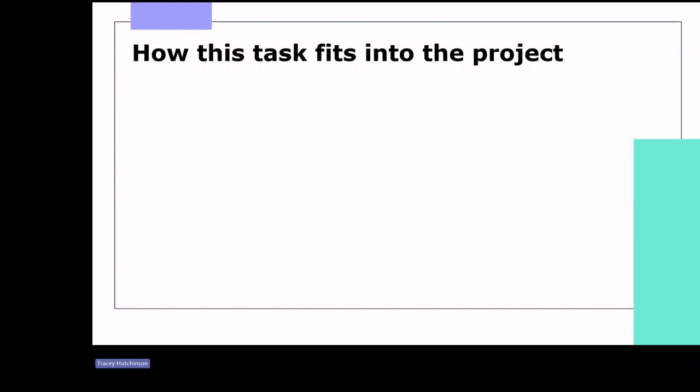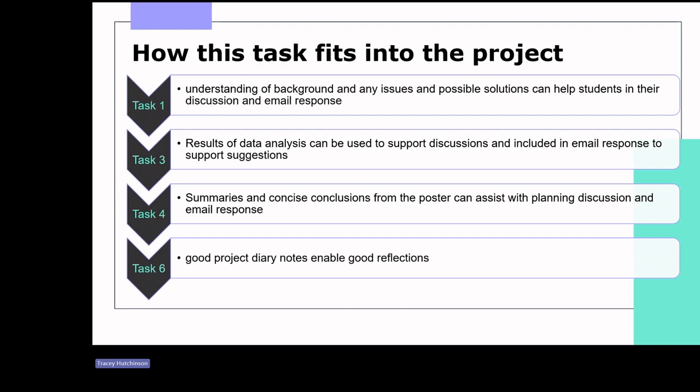So understanding how Task 5 fits into the broader project is essential. In relation to Task 1, the understanding of background and any issues and possible solutions can help students in their discussion and email response. Task 3, the results of the data analysis can be used to support discussions and included in the email response to support suggestions. Task 4, summaries and concise conclusions from the poster can assist with planning discussions and email responses.